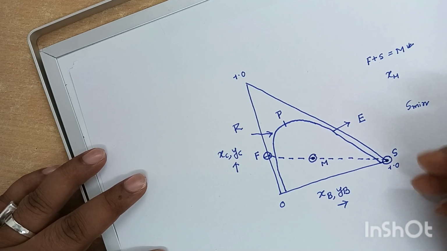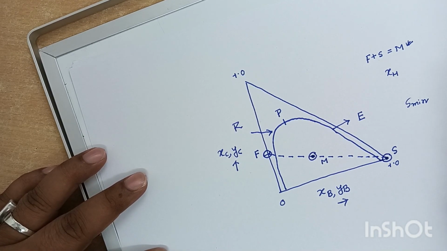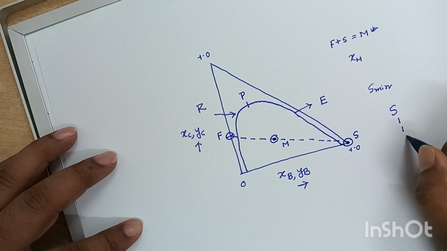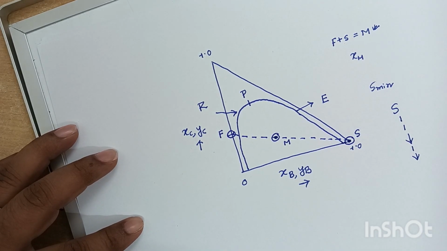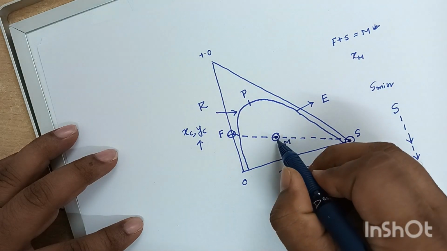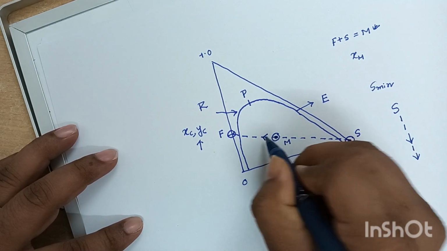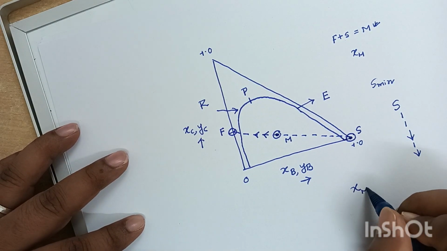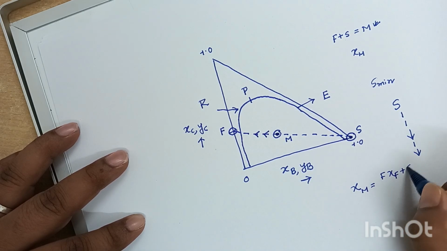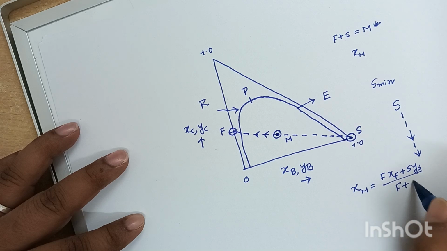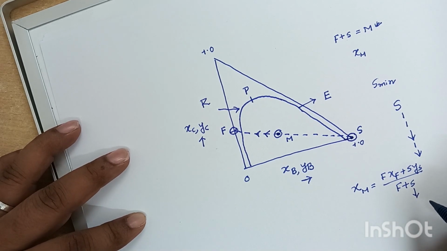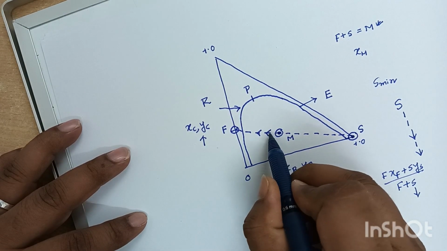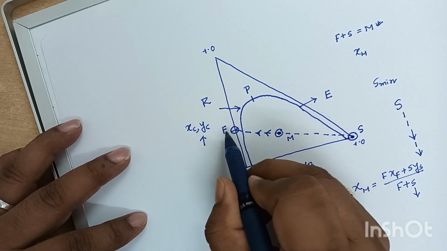Now you understand that in the mixer unit, both feed and the solvent go, and the solvent flow rate is slowly decreased until it reaches a minimum value. If the value of S decreases, the locus of point M will slowly shift towards the feed point. You may also check it using this equation, xM is equal to F xF plus S yS divided by F plus S. If the value of solvent is decreased slowly till it reaches S minimum, the corresponding value of xM increases and the point will gradually move towards the feed point.